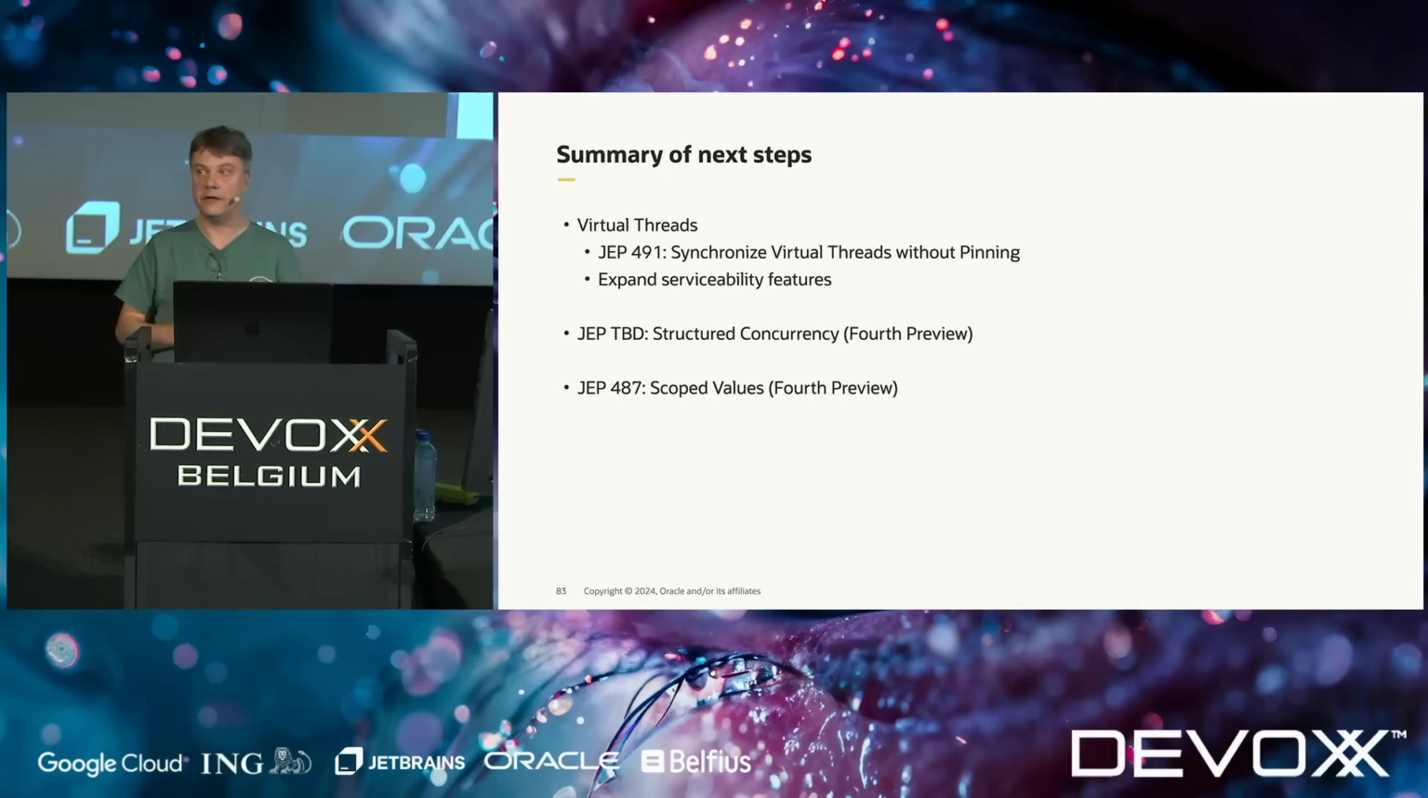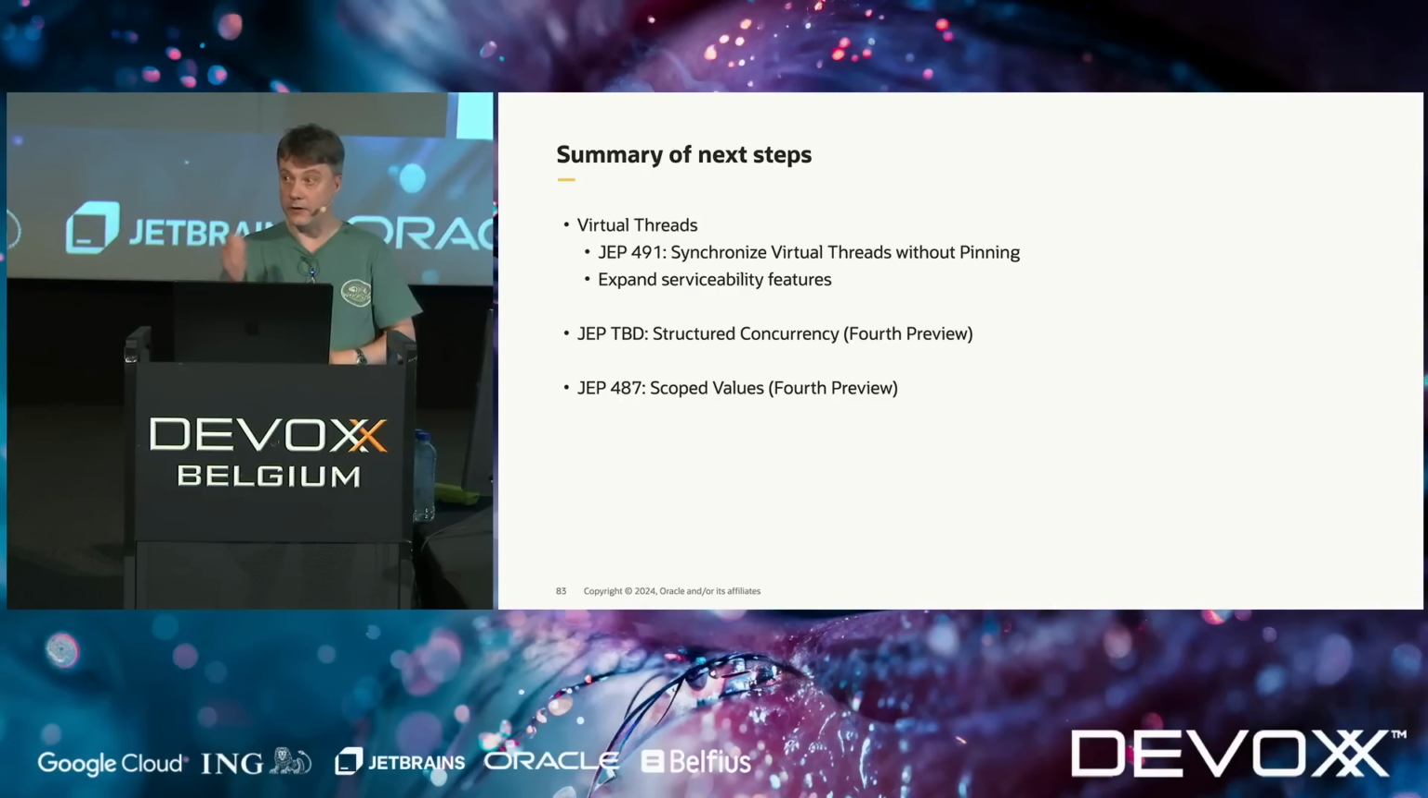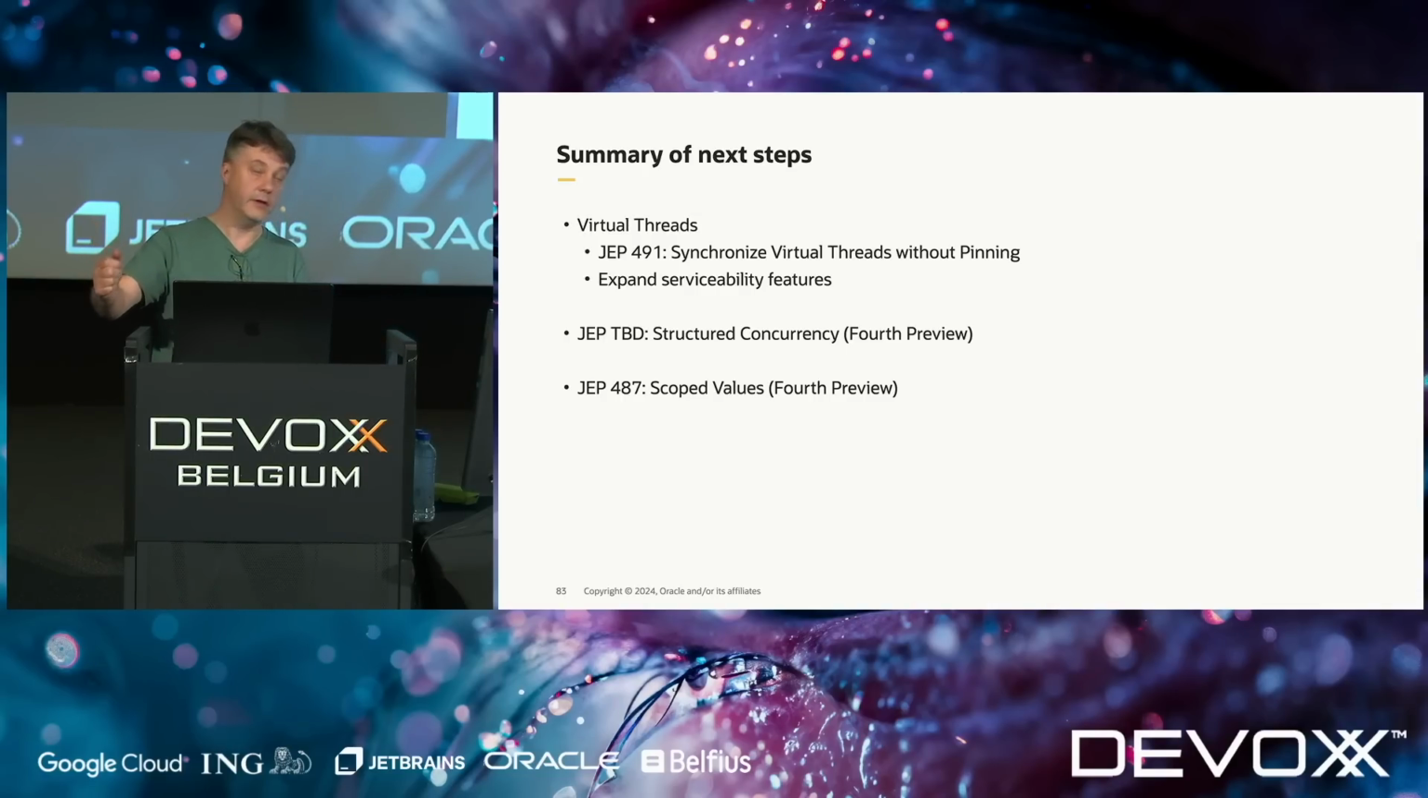So a summary of the next steps is that at least for the next while, our focus is on addressing the issues with object monitors, expanding all of the diagnosability features because we're going to have a lot more virtual threads in production, and then we're going to have 2 more preview JEPs for 24, one for scope values.